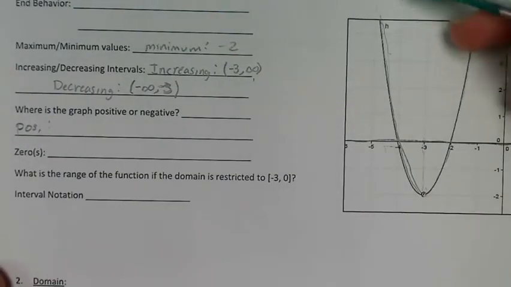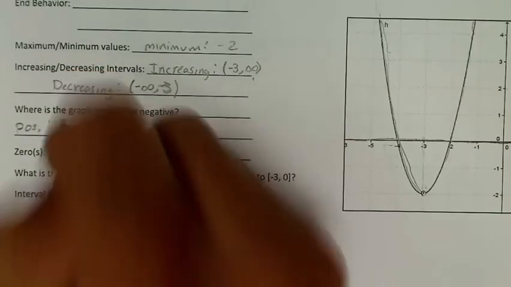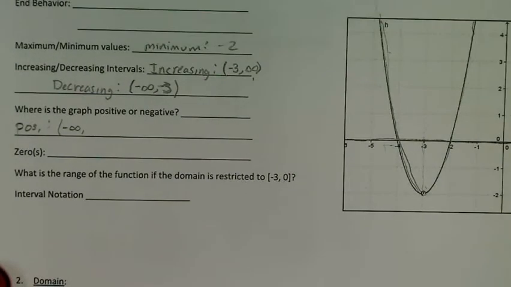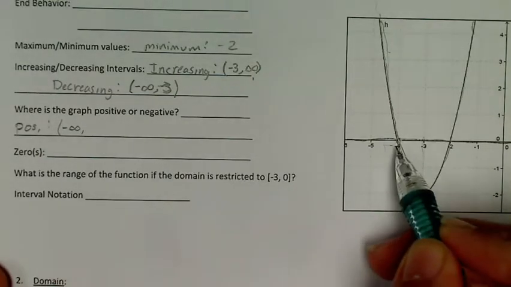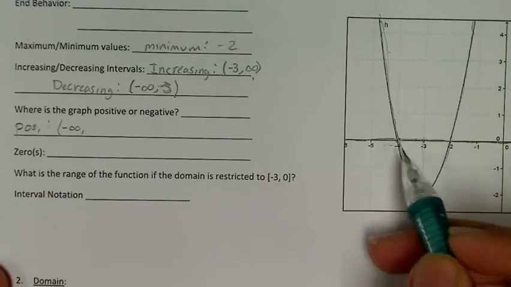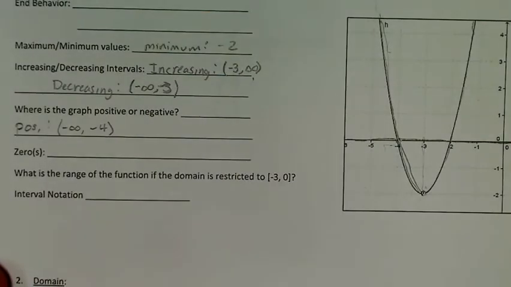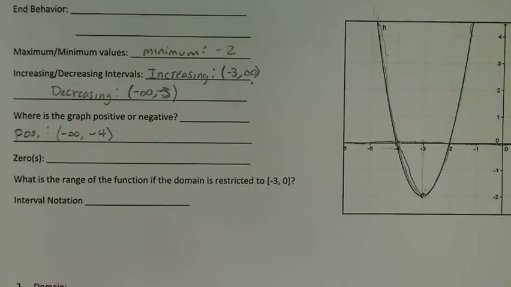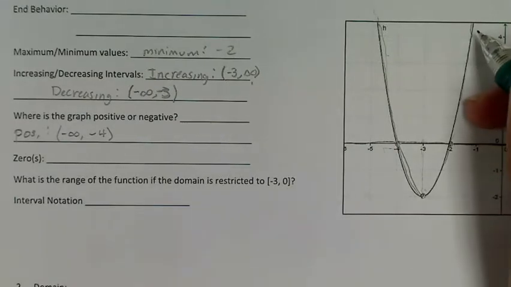Well, it's positive forever and ever in this direction. So from -infinity to -4 is where it crosses the x-axis. So where it crosses the x-axis, it changes from positive to negative. So my positive interval is -infinity to -4. Now, it's also positive over another interval. And that interval starts at -2, because that's where it hits the x-axis, and goes forever to the right.